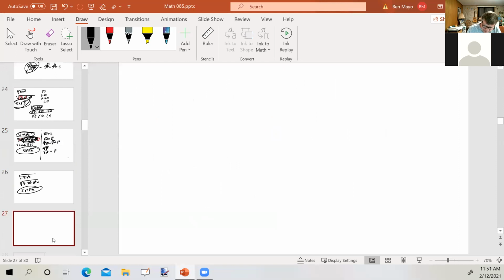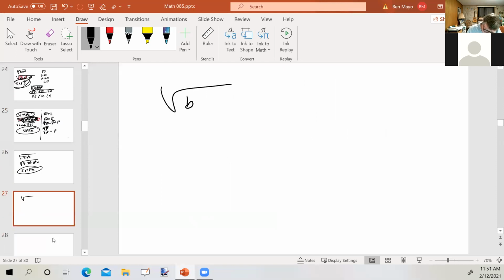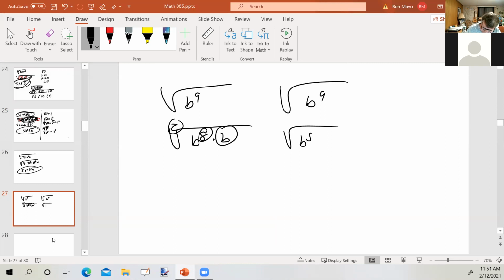Good. Now, what about the square root of b to the 9th? Well, now we've got issues. But what I could do is rewrite it, breaking it apart with something that's a multiple of that 2, and leftovers. You see what I'm saying? So you're just basically expanding the expression. So then this would be b to the 4th square roots of b.